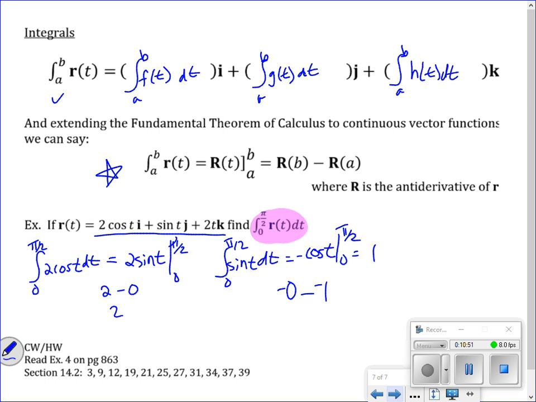And for the last piece, I have the integral of 2t. So I have the integral from 0 to pi over 2 of 2t dt. So the integral of 2t would be 2t squared over 2, so it would just be t squared from 0 to pi over 2. So plugging in 0 doesn't do anything for me, but plugging in pi over 2, I would get pi squared over 4. So there are my three parts. I have my integral here would be another vector. It would be 2, 1, and pi squared over 4.